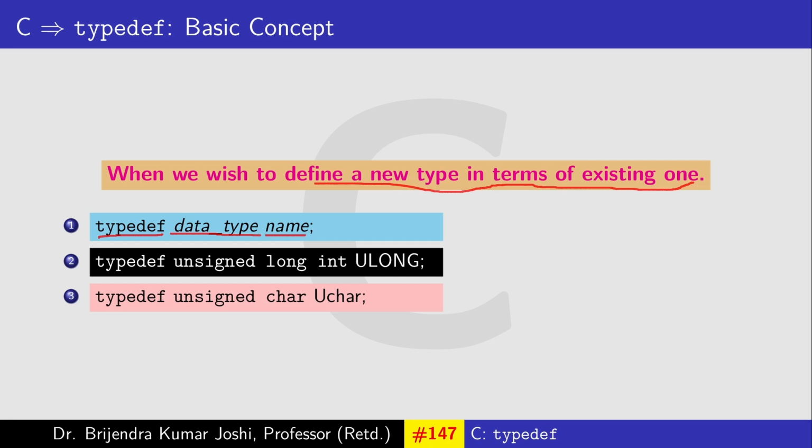For example, for defining a new type in terms of unsigned long int, we can make use of typedef, unsigned long int, followed by the new type capital ULONG and semicolon. It is not essential that all characters in the new data type must be uppercase letters. They can all be lowercase letters or all uppercase or a mixture of it, whatever you like, but that name should not already be existing. That is the only requirement.